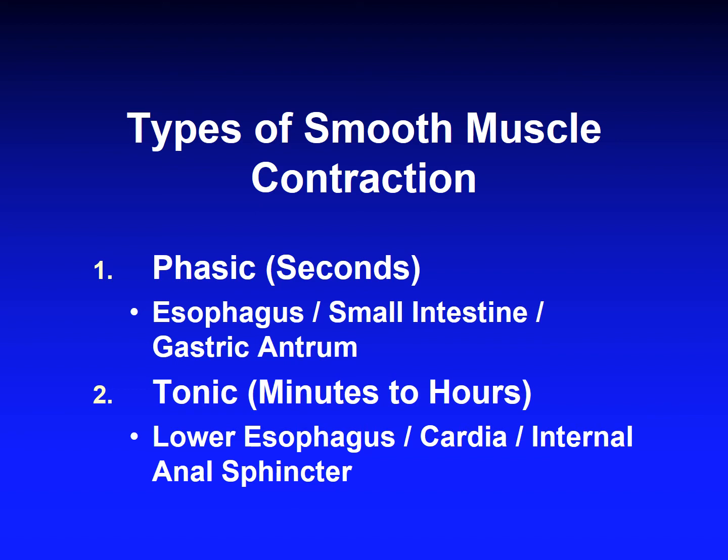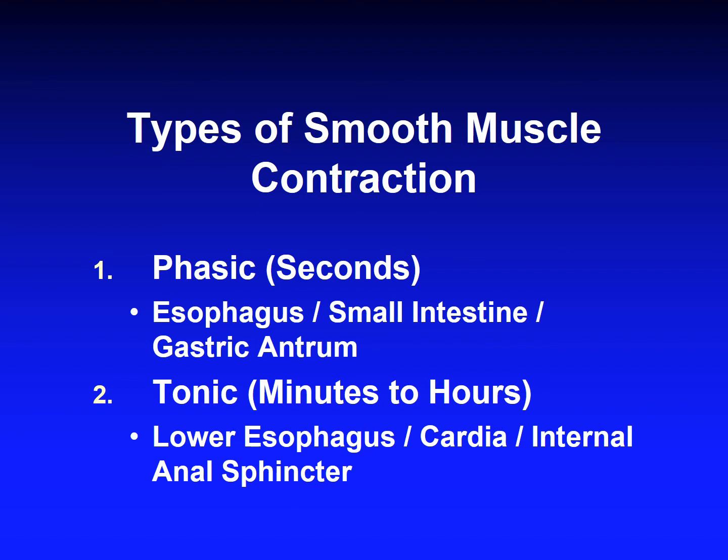Phasic takes place in the esophagus, small intestine, and in the gastric antrum, whereas the tonic contraction occurs in the lower esophagus, the cardia of the stomach, and the internal anal sphincter. This makes sense because these are all sphincters, and therefore they need to be tightly closed for a very long period of time.